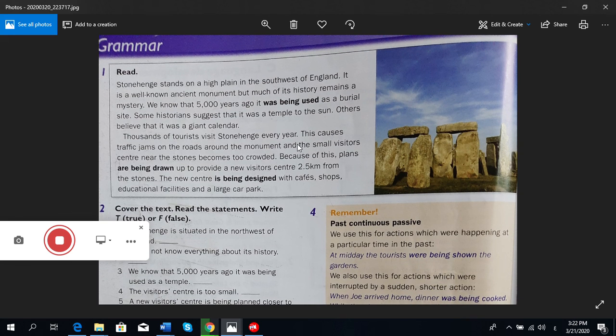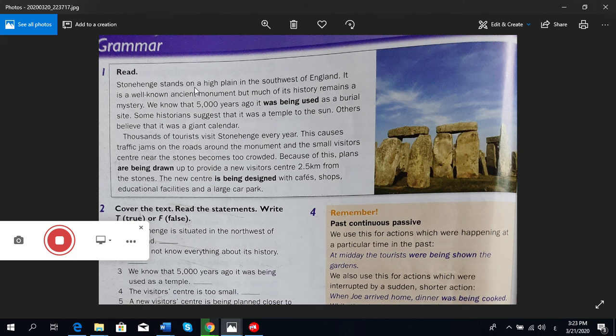Now let me read. Just look at the picture here. Do you remember this picture? Or do you remember this monument? This monument, it is Stonehenge. Where do you remember where we can see this monument? It is in Inglaterra, right? Now let me read.